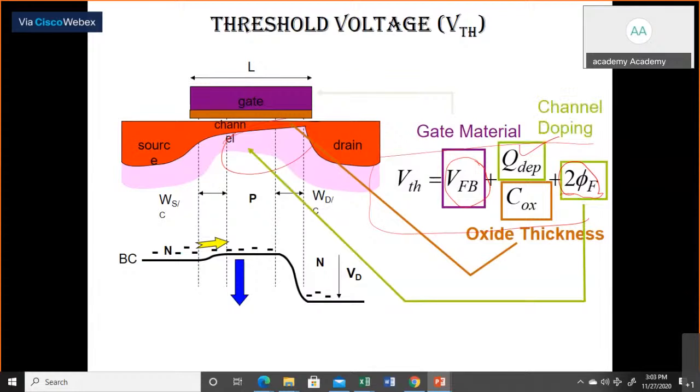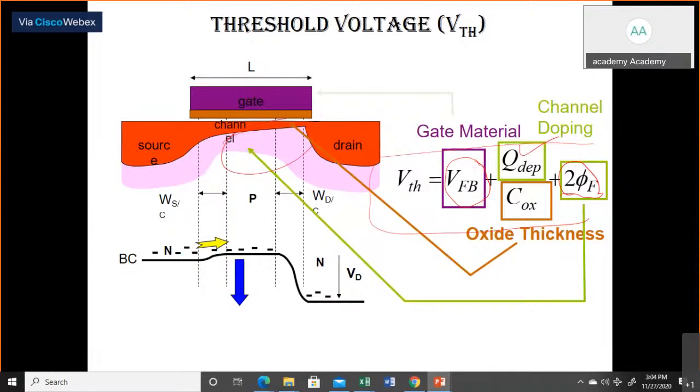So basically, VFB depends on the gate material, what kind of different materials we are using in a MOSFET architecture, and oxide thickness, the second parameter. If it is large, then the VFB will become large, right? And Q depletion depends on the doping concentration of the channel. The doping concentration is generally considered to be low doped, on the order of 10 to the power 15 to 10 to the power 16.